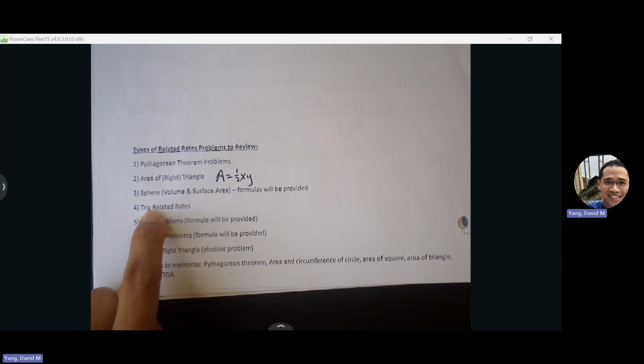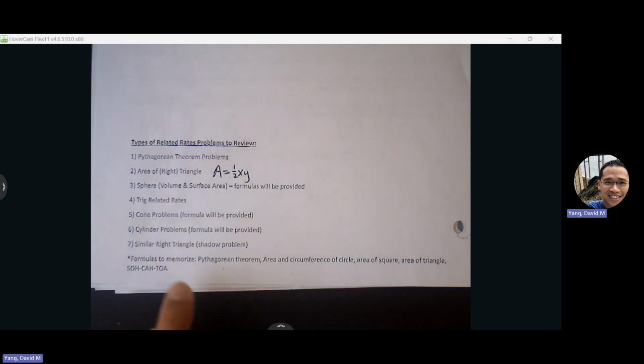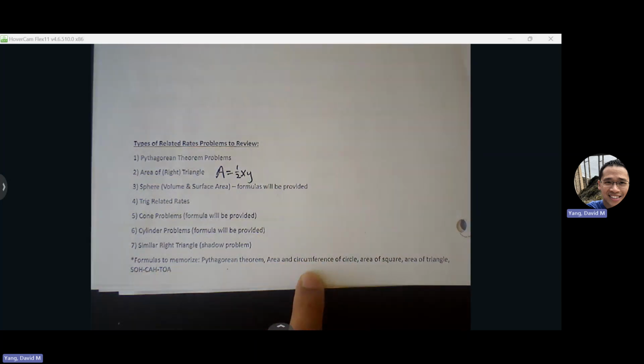Trig related rates, this is where you're going to decide whether to use sine, cosine, or tangent to build your equation, and we'll do one of these in class today. And then we need to make sure we know the basic formulas: Pythagorean theorem, area and circumference of a circle, area of a square, area of a triangle. Okay, SOHCAHTOA.